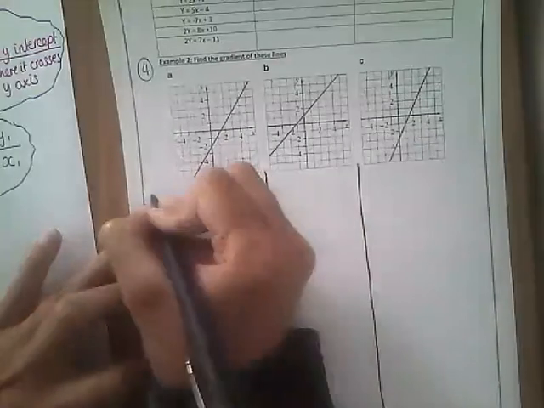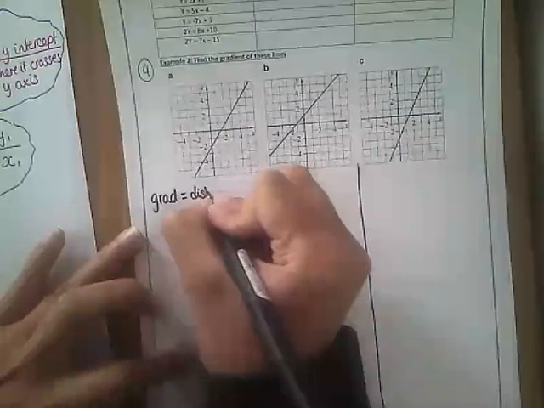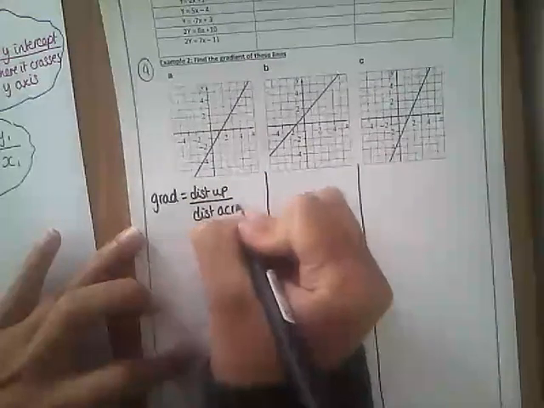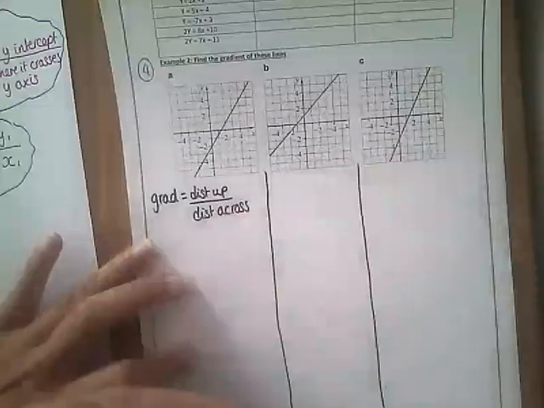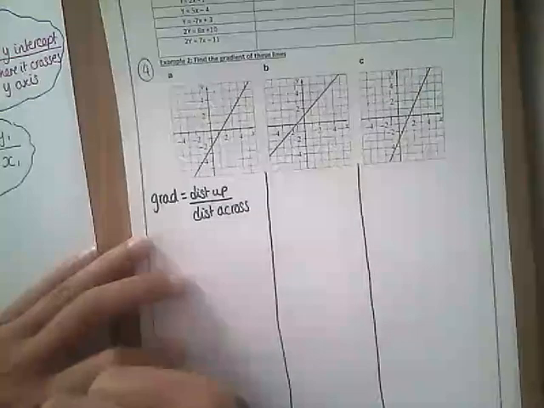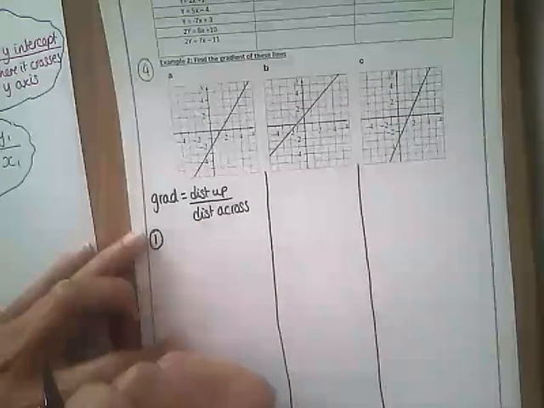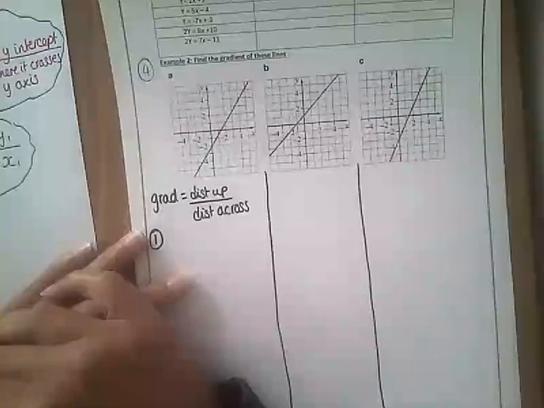Now, I would always write at the top how to calculate my gradient. So it's either going to be the distance up divided by the distance across, or it's going to be y2 minus y1 over x2 minus x1, okay? Now, there are two ways to do it. Let's use method 1 to start with. Method 1 is to use the distance up divided by distance across. So you pick a pair of coordinates, and I would always pick them so that they're integer values.